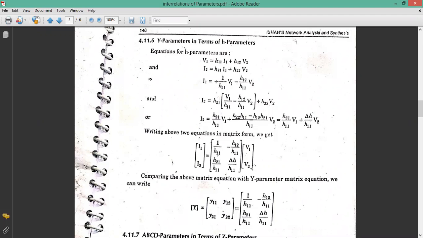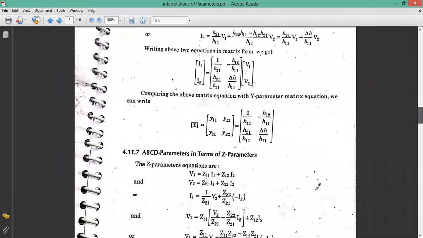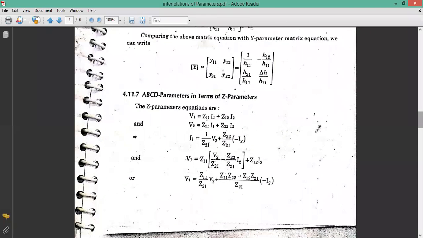For example, if I see in the next, that is ABCD parameter in terms of Z parameter. Now you have to derive ABCD parameter in terms of Z parameter. So first of all I will write the Z parameter equations. You see, Z parameter is V1 is equal to Z11 I1 plus Z12 I2, and your V2 is equal to Z21 I1 plus Z22 I2.